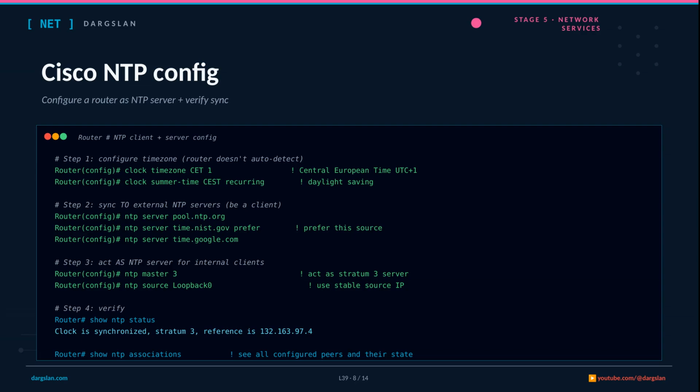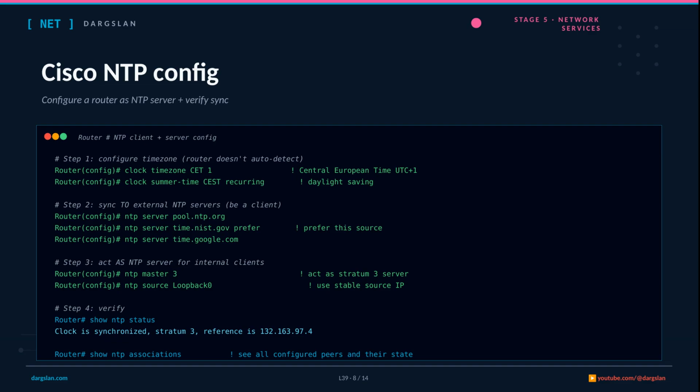So here's how that internal NTP server actually looks on a Cisco router. You start by setting the time zone and daylight saving rules because the router won't guess them for you. Then you point it upstream at a few public sources. Notice the prefer keyword on time.nist.gov, which tells the router to favor that peer when they're all healthy.